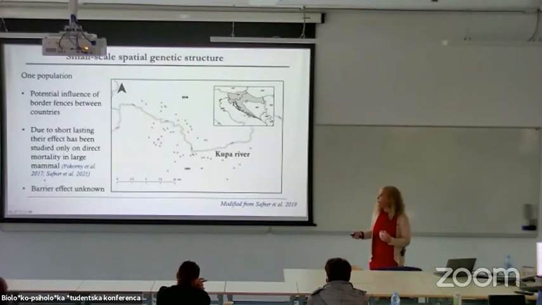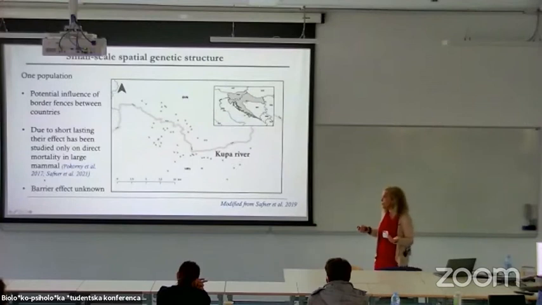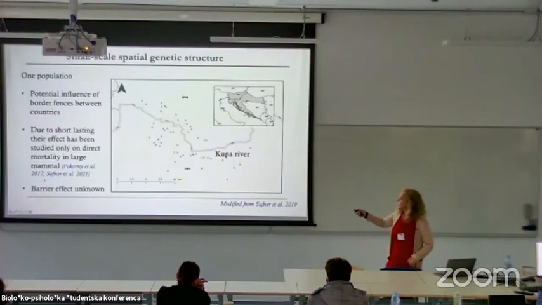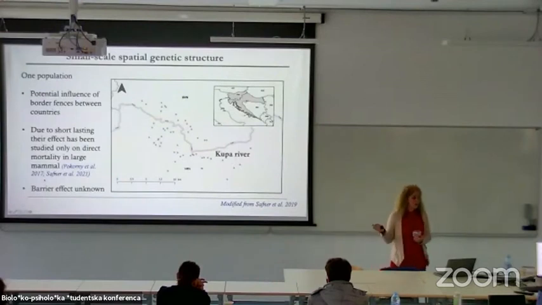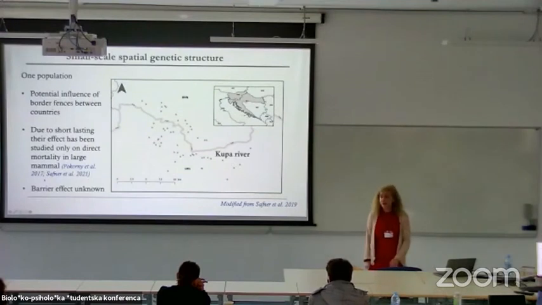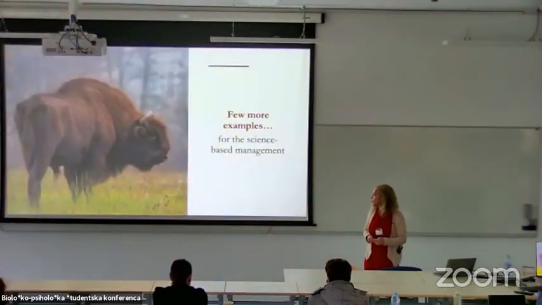But what we studied is whether the Kupa River is a natural barrier for the chamois. And as you may see, no. On both sides of the river, you see the same color. So it's one population and there is gene flow. Probably the situation would be different in a couple of years if the border fence is there. So this is something I tried to present to you in this short talk.